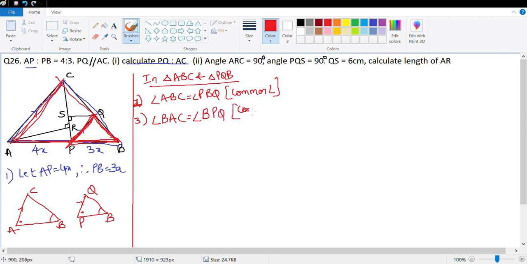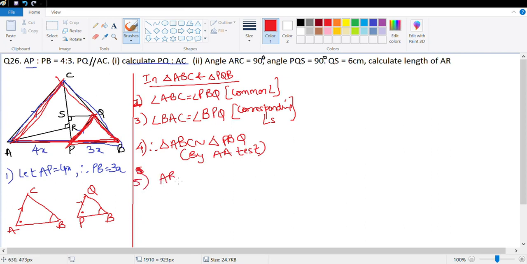This is corresponding angles, which means therefore triangle ABC is similar to triangle PBQ, with A equal to P, B equal to B, by the AA test. What this gives me is AB upon PB is equal to AC upon PQ is equal to BC upon BQ.